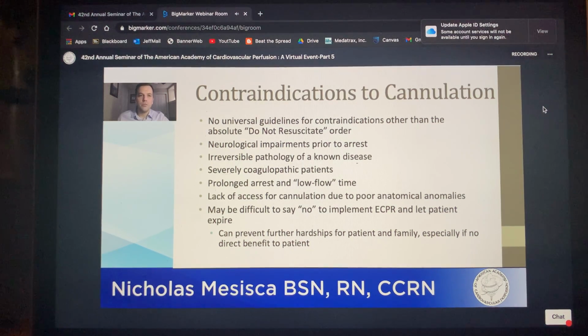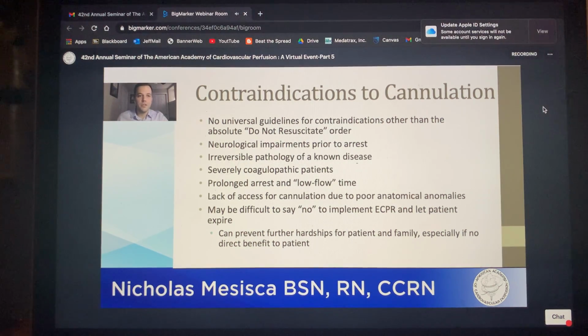As I touched on earlier, prolonged arrest or low flow time can also be a contraindication due to the high risk of brain anoxia and poor long-term prognosis. And also sometimes we have difficulty obtaining access for cannulation, just due to a lack of access for patients with peripheral vascular disease and/or just anatomical anomalies. This can actually make the decision to not cannulate for the provider at that time.